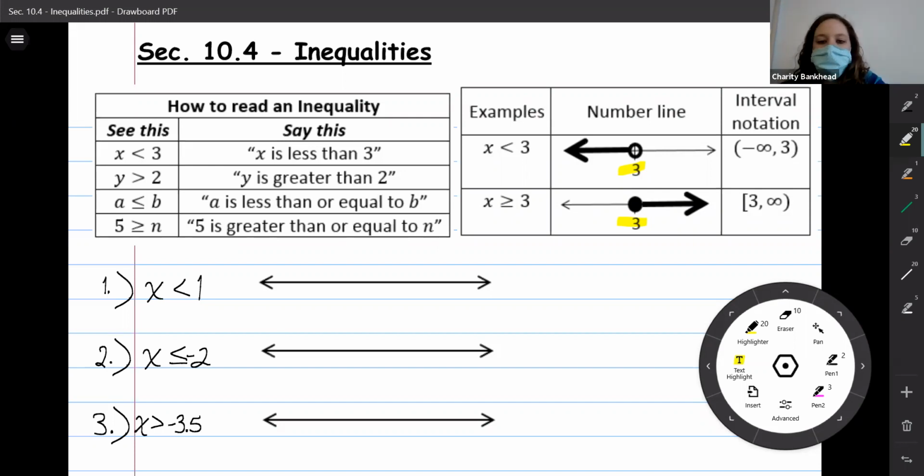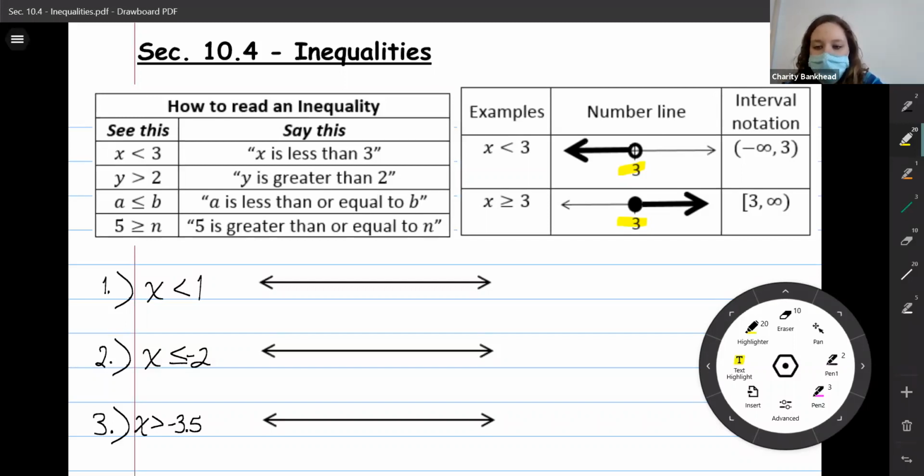If x is less than 3, that means you want to shade all of the values that are less than 3, so that's everything to the left. As long as you have the x on the left side of the inequality, the arrow of the shading is going to point in the same direction as the inequality symbol. So less than, it's to the left; greater than, it's to the right.